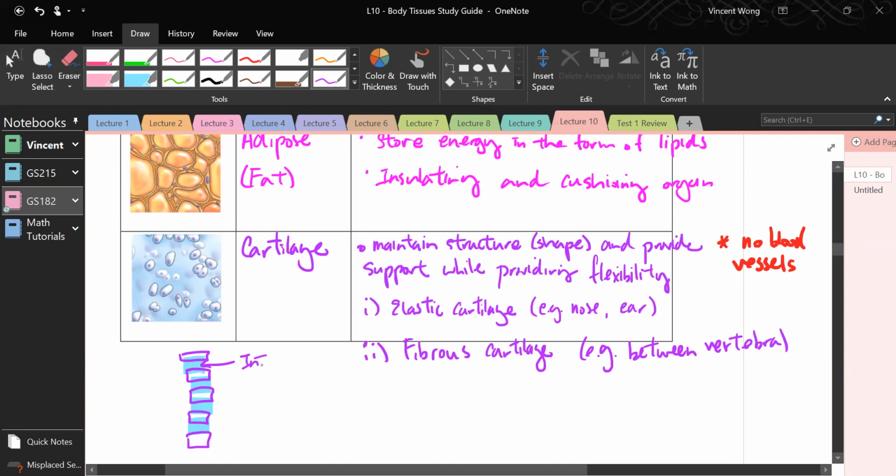It's called the intervertebral discs. You might have heard people say there's a slip disc, right? When you get older, the disc might pop out or something, and that will compress the nerve between them. You might have numbness in the hand and the feet sometimes.